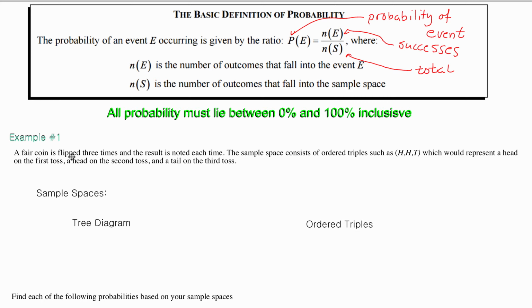Anyway, example 1. A fair coin is flipped 3 times and the result is noted each time. The sample space consists of ordered triplets, which represent a head on the first toss, a head on the second toss, a tail on the third toss. All right.